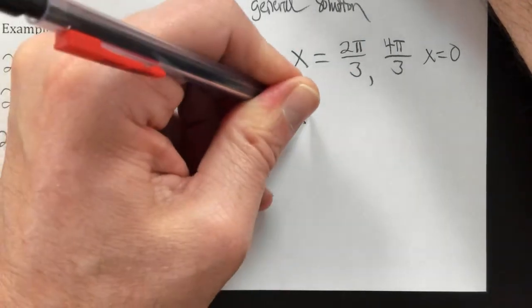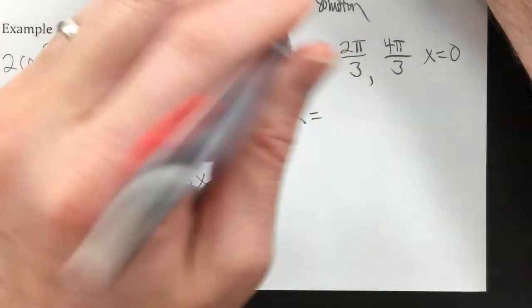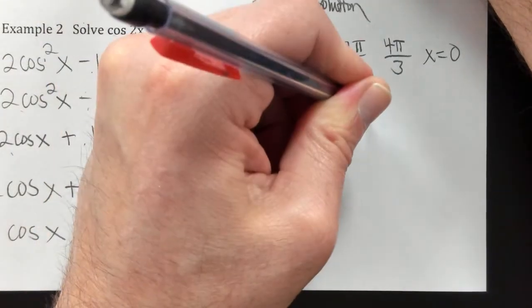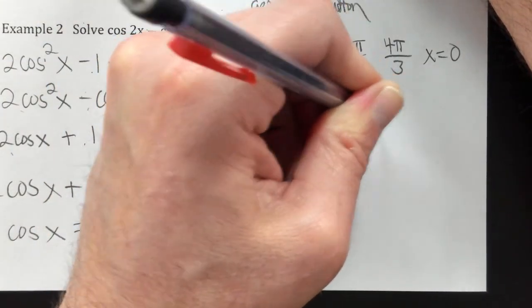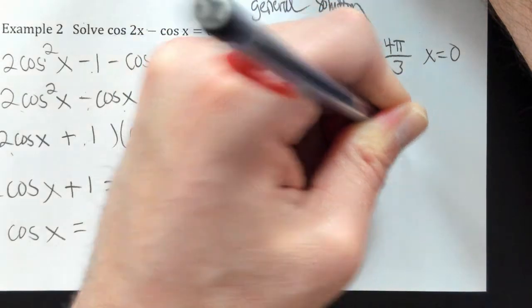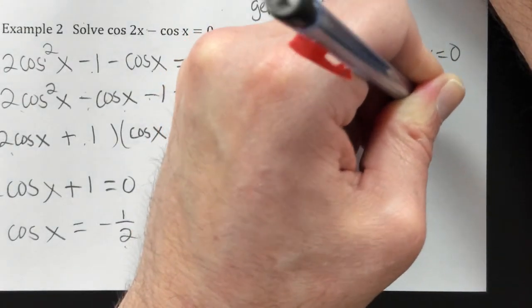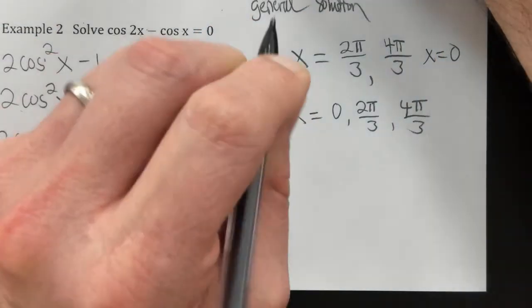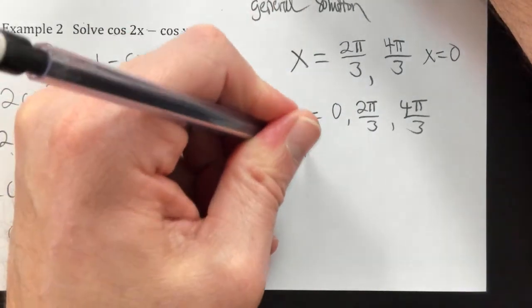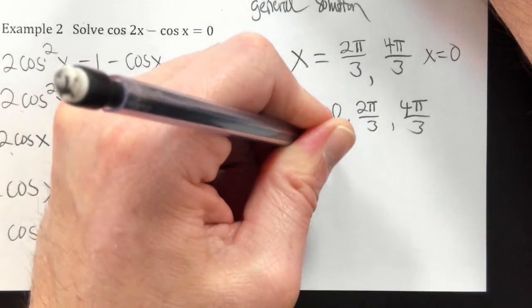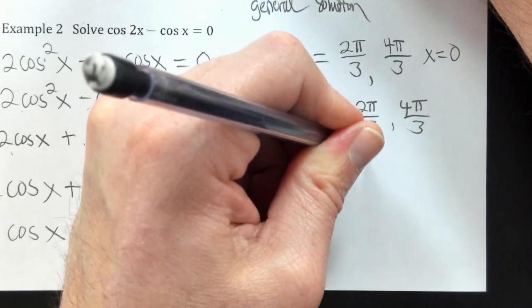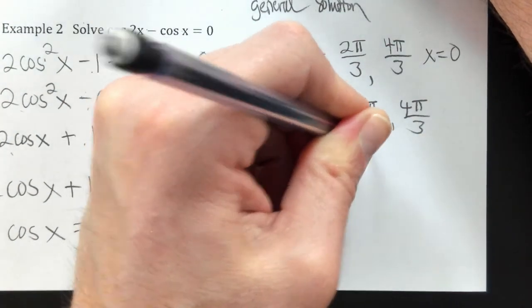We'll go with the interval solution first, which is 0, 2 pi over 3 and 4 pi over 3, and that's the interval solution from 0 to 2 pi.